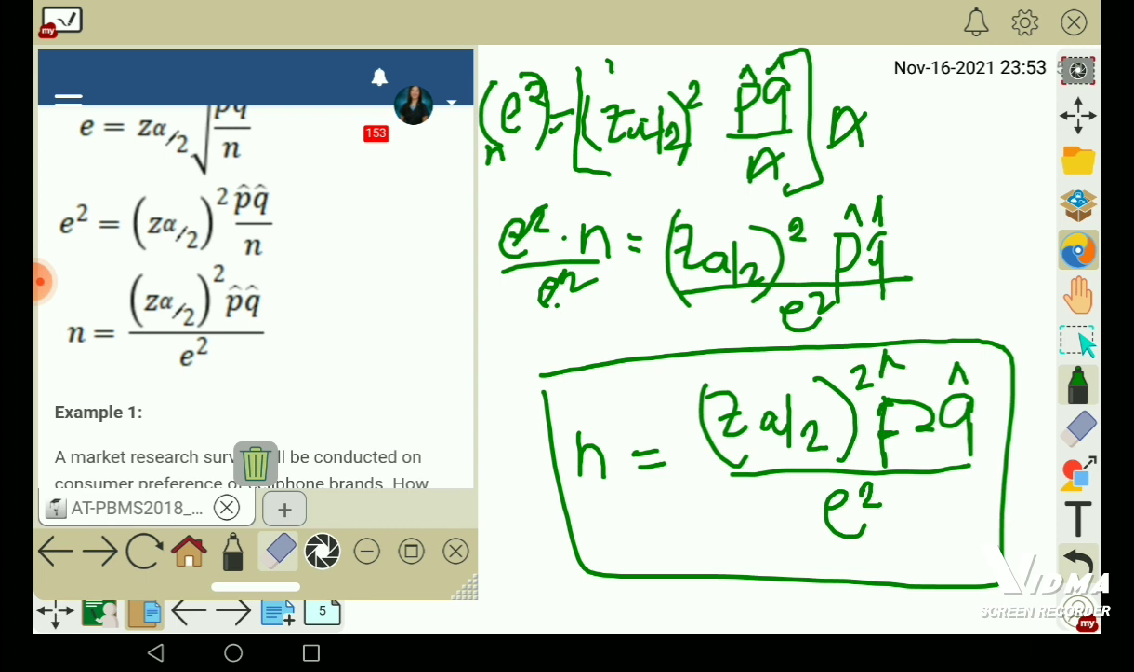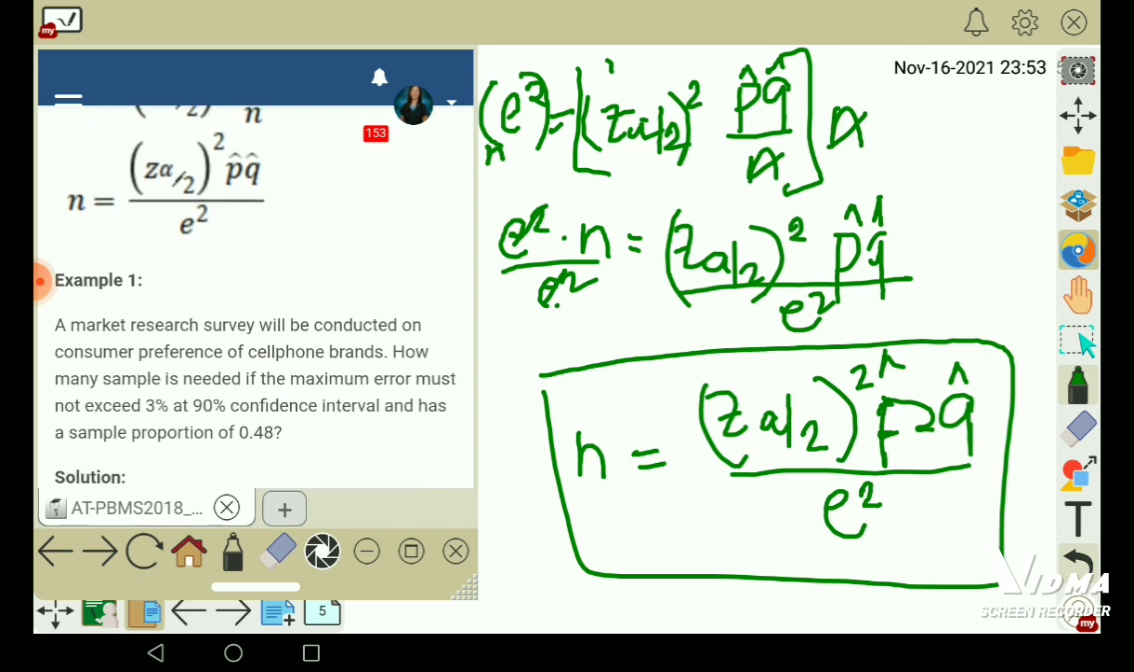Okay, so we have here a market research survey that will be conducted on the consumers' preference of cell phone brand. How many samples are needed if the maximum error must not exceed 3%? Okay, maximum error, that is another term for your margin of error, at 90% confidence interval and has a sample proportion of 0.48. Okay, sample proportion is 0.48.